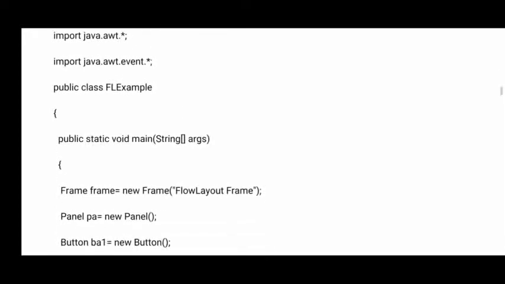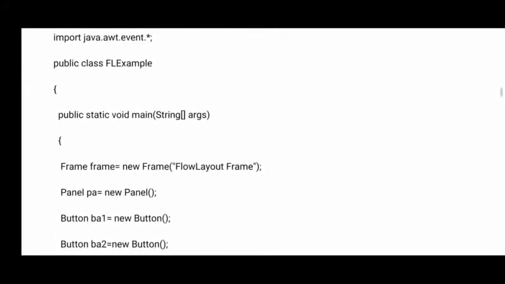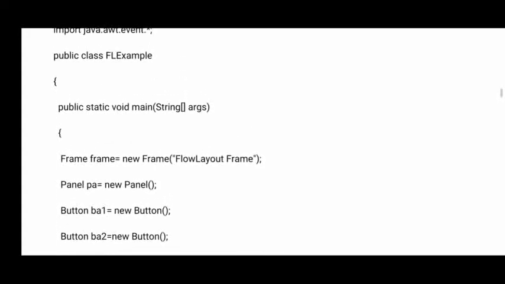As I already said, I am using the AWT package and the event class from the AWT package. Now public is the access specifier, class is a keyword, and the name of the program is FlowExampleFL, right? And here is the main method. Our program execution starts from the main method.